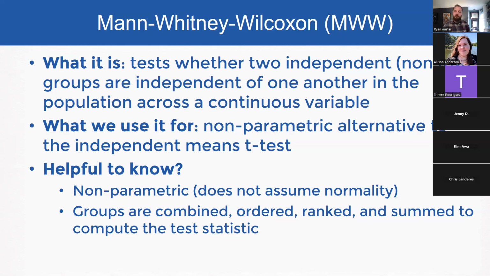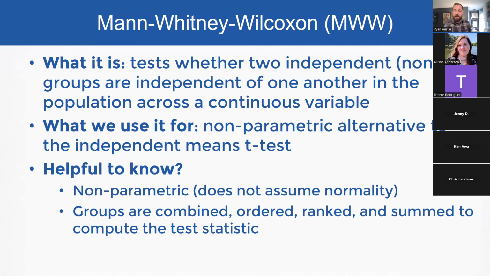If you have repeated measures of any kind, one observation from one group and then one observation from another, we don't have that in COVES, but a repeated measures example would not apply to the Mann-Whitney-Wilcoxon, because then you just look for the difference between those two groups. Helpful to know here has a question mark because I actually don't know how helpful this is for you to know at all. It is another non-parametric test, and the test itself puts all the groups together, orders the data, ranks them, and then sums the ranks to compute the test statistic, just in case you were curious about that.